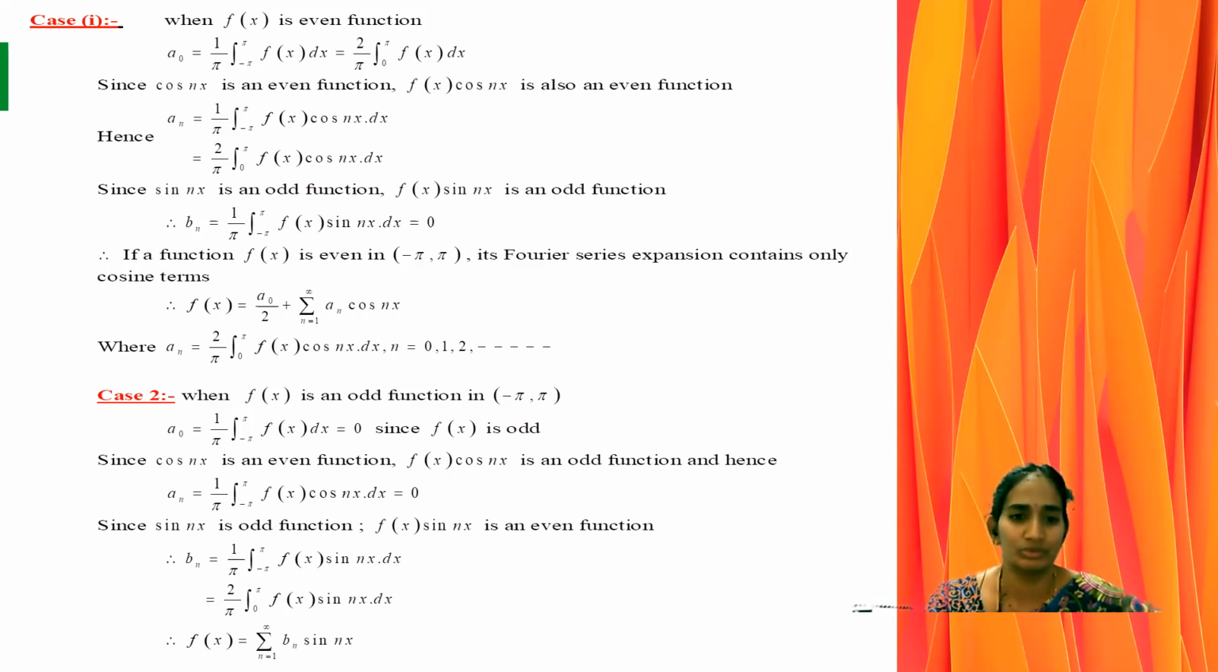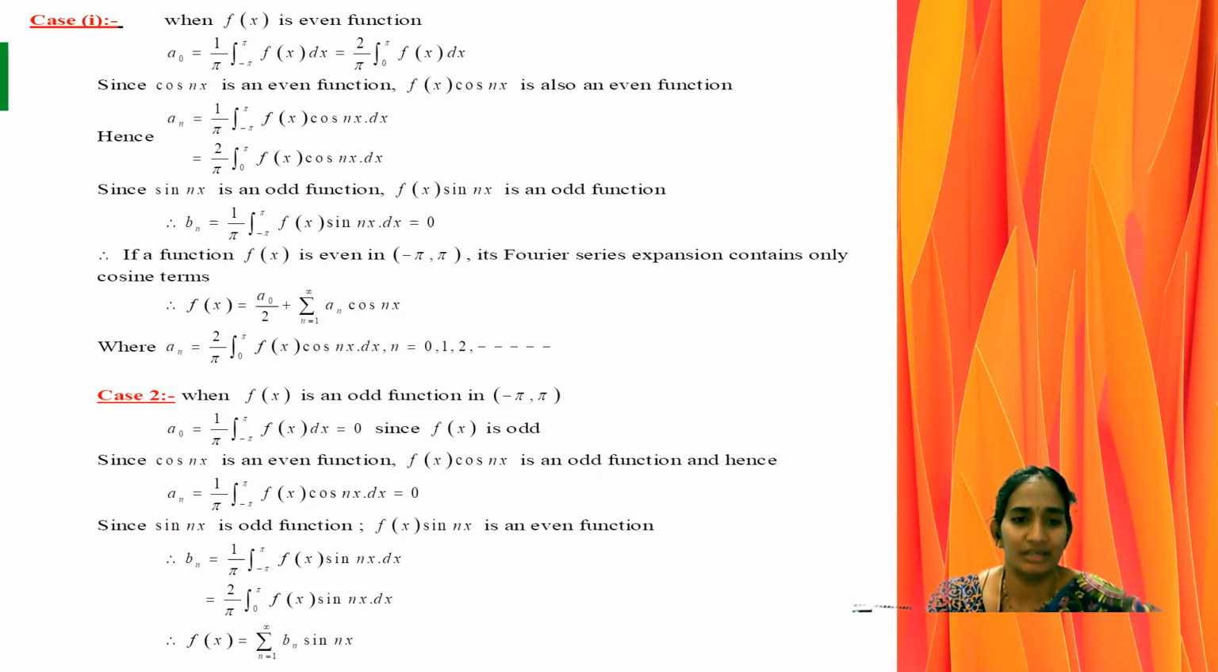Next, case 2: when f of x is an odd function in minus pi to pi. Now the given function f of x is odd. So a naught equals 1 by pi integral from minus pi to pi of f of x dx, which equals 0, since the function is odd in the interval minus pi to pi. So the value of a naught is 0.